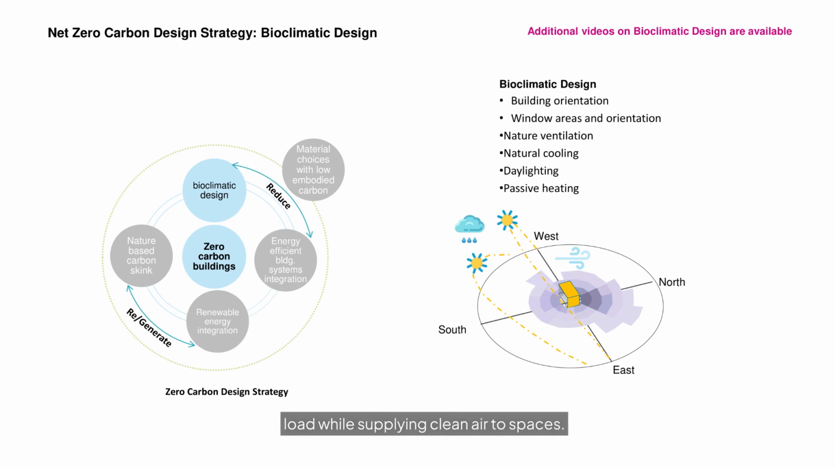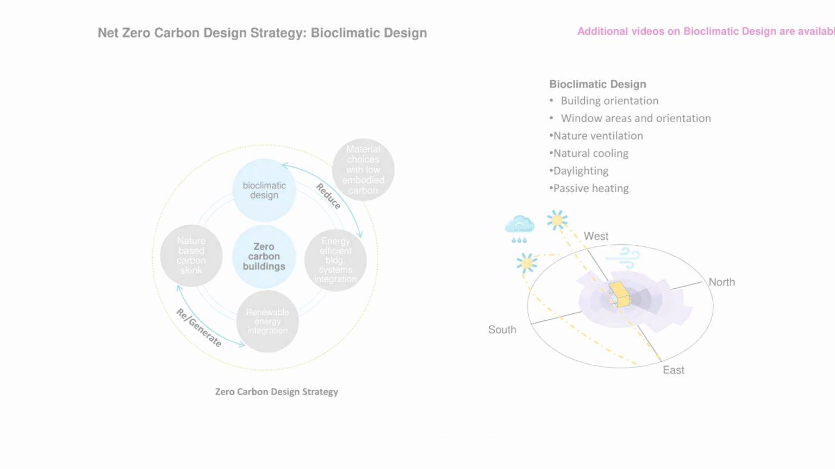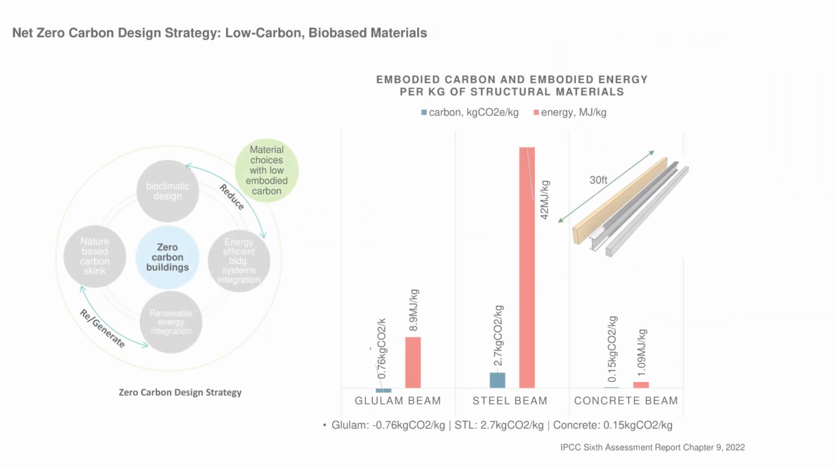Natural ventilation reduces mechanical load while supplying clean air to spaces. Daylighting reduces artificial lighting demand while providing connections to outdoor views. Passive heating utilizes sunlight during colder months and reduces heating load. Additional videos on bioclimatic design are available.